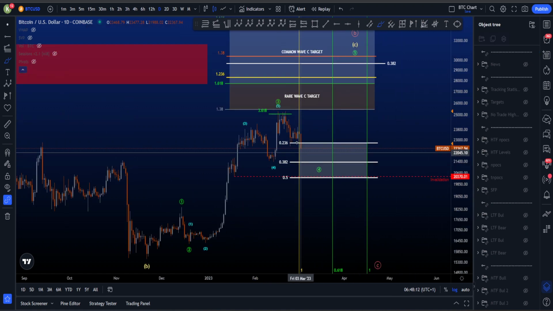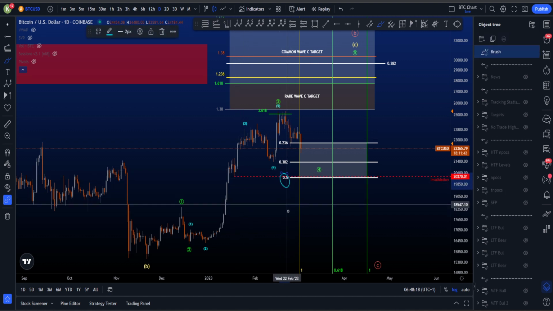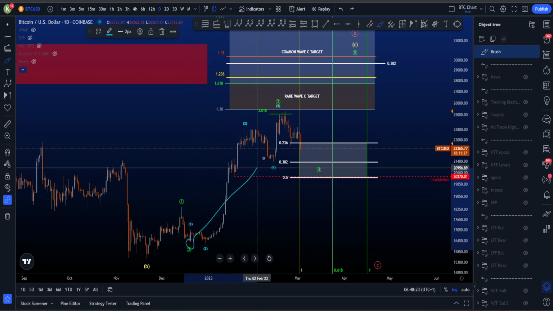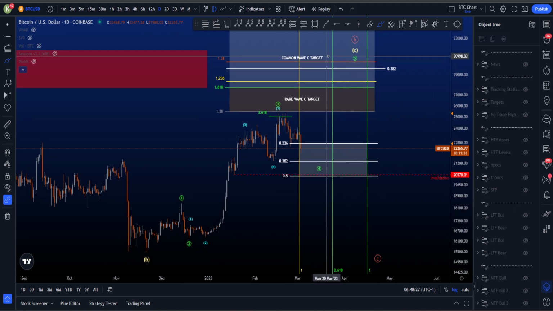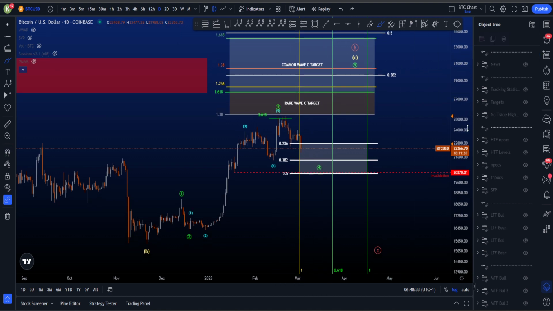Now green 4 should end in between this white box over here and is not allowed to go below this level in my opinion, because a wave 4 tends to not go below the 0.5 Fibonacci that is taken from the low of 2 to the high of 3. Then we would expect a move to the upside and end somewhere preferably in the common wave C target, but at least in the rare wave C target.